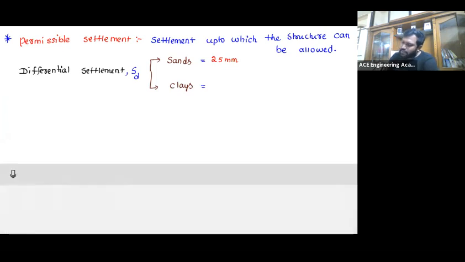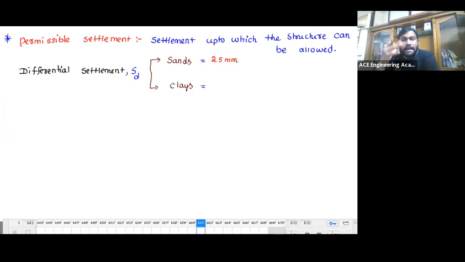Okay. So now you tell me, in the case of clays, normally clay is a more compressible soil. Yes or no? As you know, clay is more compressible, so should you take a more permissible value or less? Obviously, you have to take a more permissible value for clays than sands. There is a possibility that in clays more differential settlement will take place. But the maximum settlement that you can allow is 40 mm only. So in the case of clays, you can allow the differential settlement up to 40 mm.